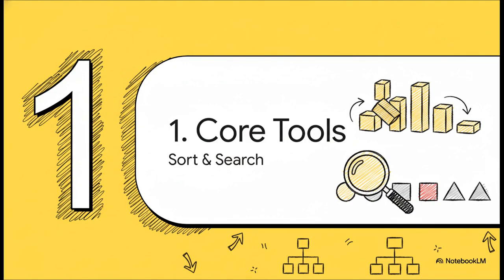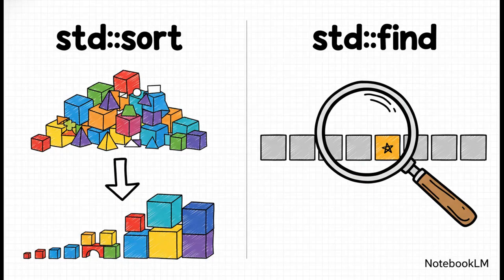All right, let's crack open this toolkit and start with the absolute essentials. I'm talking about the tools you're going to find yourself reaching for over and over again, sorting and searching. The two big workhorses here are std::sort and std::find. Now, std::sort does, well, exactly what it sounds like. It'll arrange pretty much any collection of things in order for you. And std::find is your go-to for just locating a specific value inside a bunch of data. Simple, right? But incredibly powerful.